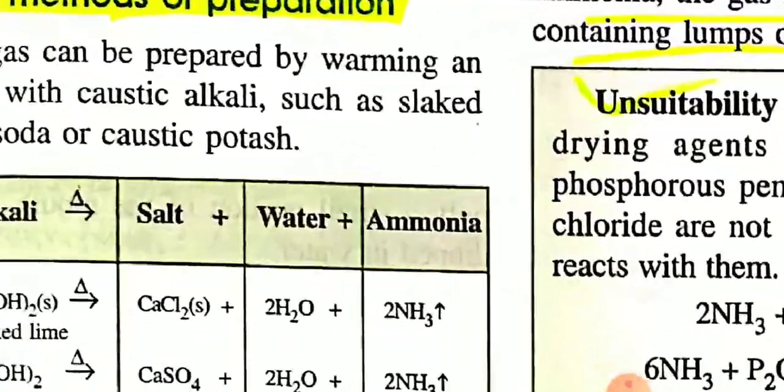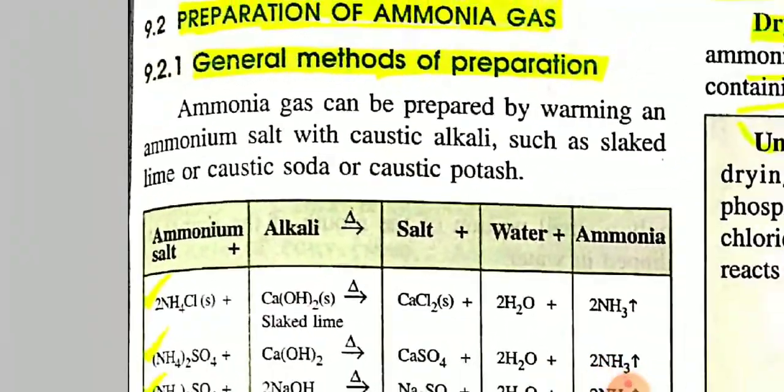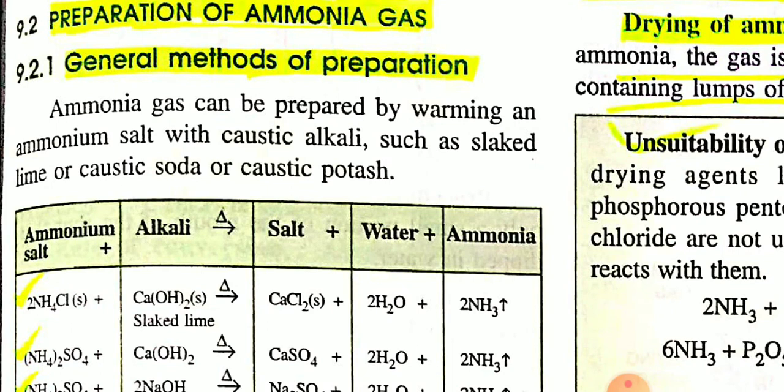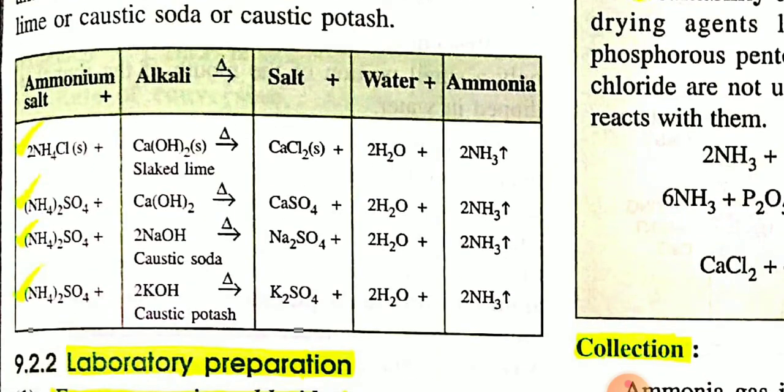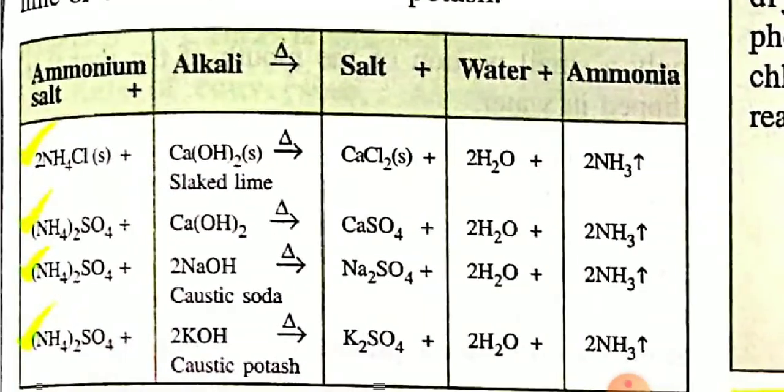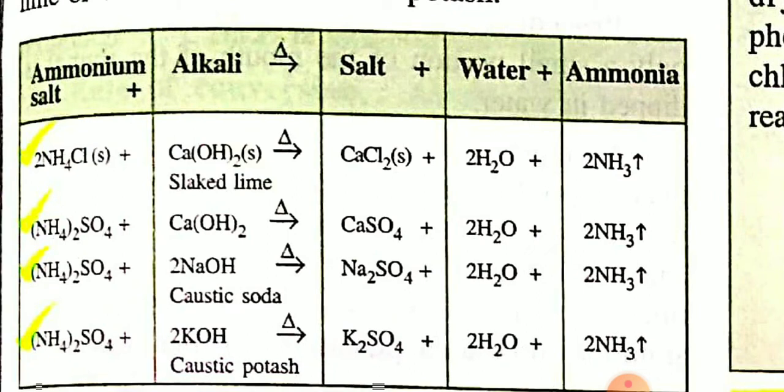Now, preparation of ammonia gas. General method of preparation. Ammonia gas can be prepared by warming an ammonium salt with a caustic alkali, such as slaked lime, caustic soda or caustic potash. For example, when ammonium chloride is heated with calcium hydroxide, Ca(OH)2, slaked lime, you will get calcium chloride, CaCl2, plus water, H2O, plus ammonia, 2NH3.